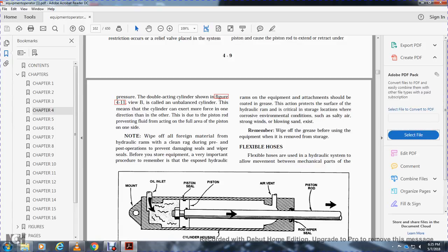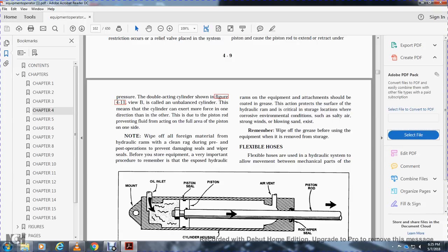Note: wipe off dirt and other foreign material from the hydraulic rams with a clean rag during pre- and post-operation to prevent damage. Seals and wiper seals are very important to ensure proper operation. Protect the exposed hydraulic rams. The attachment should be coated with grease to protect the surface of the hydraulic ram.